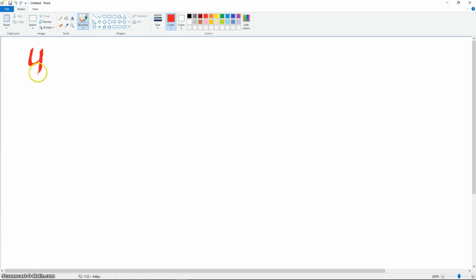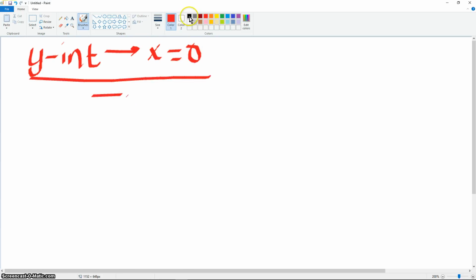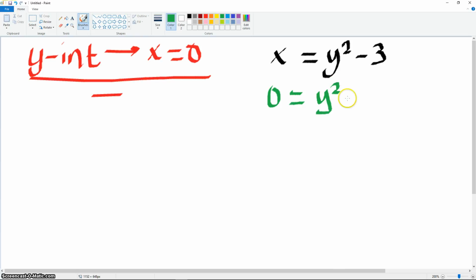Alright, so one thing that we know for sure about the y-intercept is that x is equal to 0. Okay, that's one thing we know for sure. So, if we start off with our equation, x is equal to y squared minus 3, we're going to go ahead and now plug in what we know, that x is equal to 0. So, every time I see an x, I'm going to plug in a 0. So, I'm left with 0 is equal to y squared minus 3.